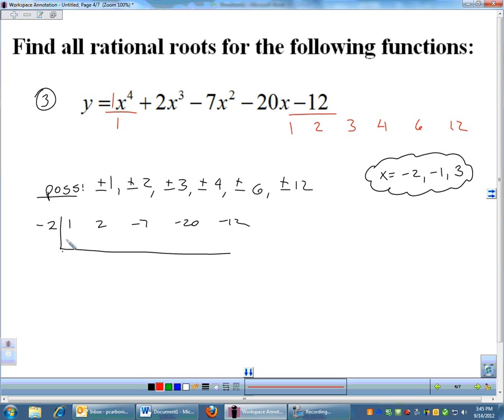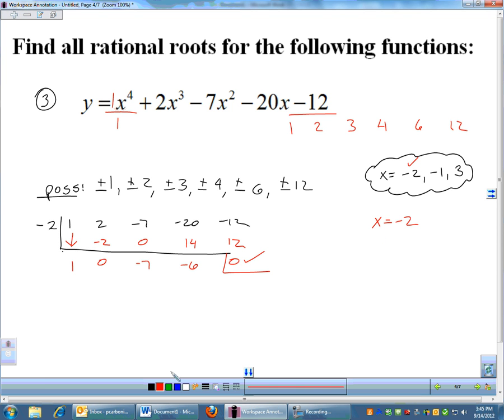Then I will bring down the 1 and do synthetic division. 0, 0, -7. -2 times -7 is 14. -20 plus 14 is -6. -6 times -2 is +12, and 0. And since I got a remainder of 0, that means x equals -2 is indeed one of my roots. So I'm going to hang on to that one.